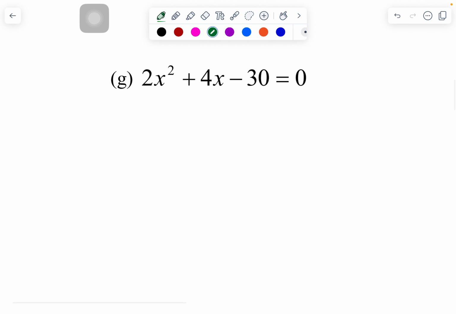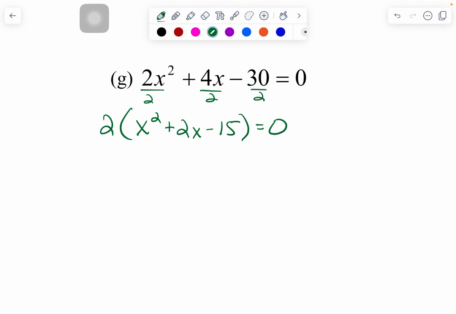All right, so question part G, first thing I look for, is it equal to 0? And the answer is, of course, yes. Love that. Second thing I look for is, do I have a GCF? And also yes. Now, this GCF is a numeric GCF, so all of these terms are divisible by 2. So 2, I'm going to write down what's left over: x squared plus 2x minus 15, still equal to 0.